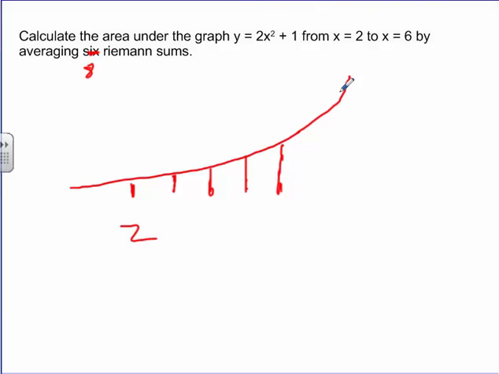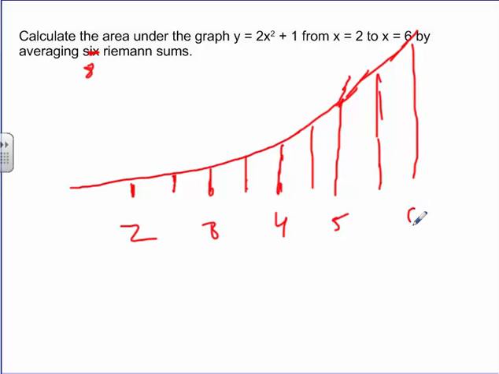So let's try this again here. Let's go to 2, 2.5, 3, 3.5, 4, 4.5, 5. Just going to keep this going to 5.5 and then 6. Okay. And by averaging these Riemann sums here, I need to make some boxes. So let me see if I can try to make these boxes here.